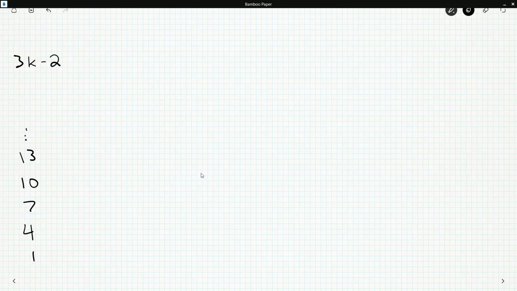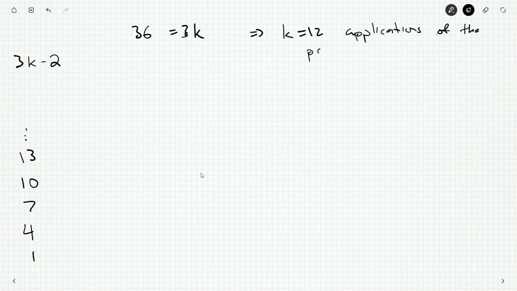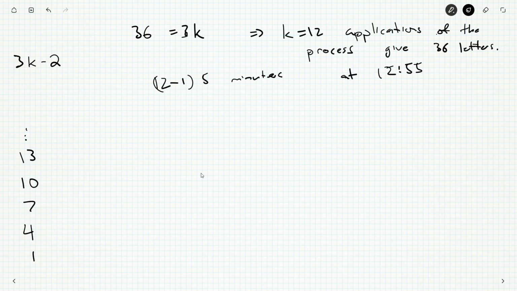Okay, when have 36 letters arrived? Uh, 12. So k is 12 applications. Because we know 3k letters have arrived after the kth application of the process. So k is 12. So that gives the 36 letters. Okay. So that's 12 minus 1 times 5 minutes. So that happens at 55 minutes after noon, or 12:55. So that's when the 36 letters happens.